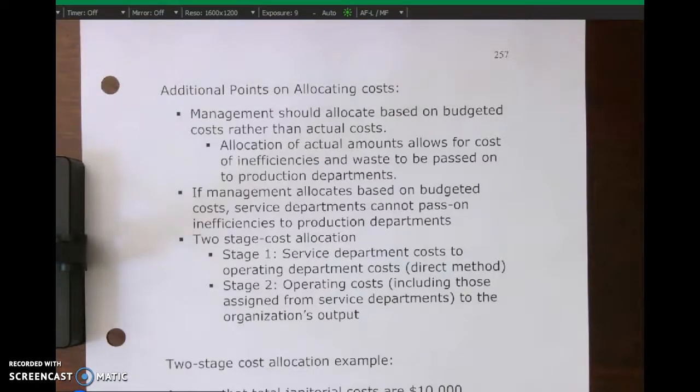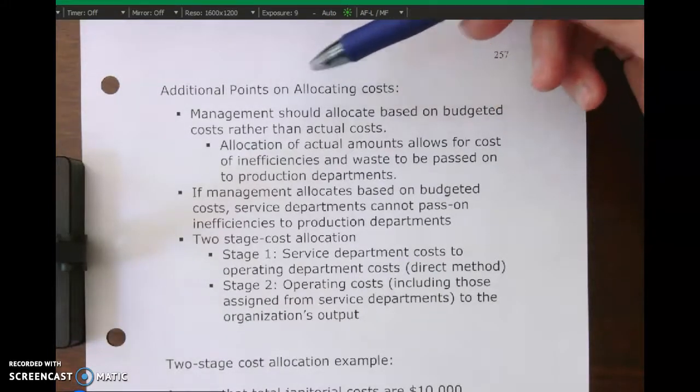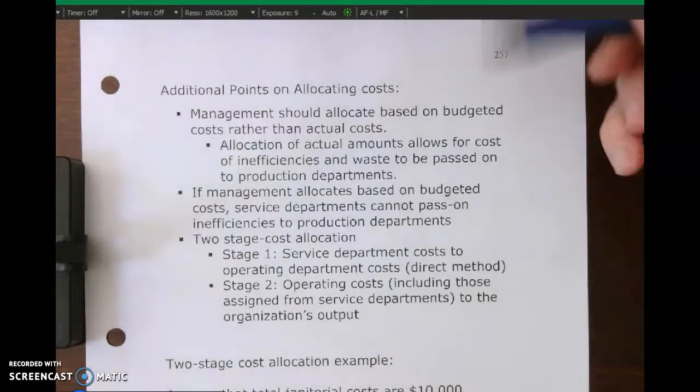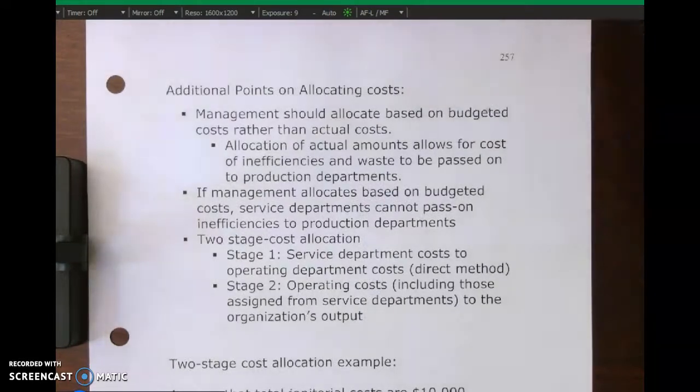And so in this lecture video, I'm going to be talking about some conceptual points regarding cost allocation. If you're following along, I'm on page 257 of your course pack, okay? So looking at some additional points on allocating costs, one thing is that management wants to make sure that they allocate costs based on budgeted costs rather than actual costs.